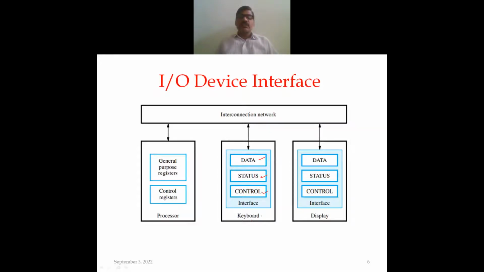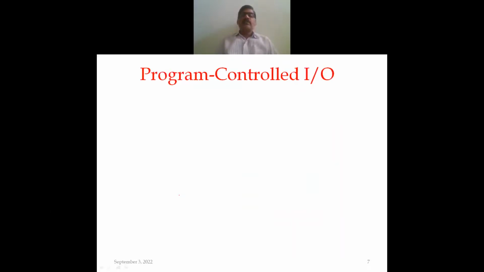For example, the standard input device is the keyboard, and the standard output device is the display, that is, the screen. These are connected through the interconnection network, and the processor will have control registers and general purpose registers. So the second method of IO device accessing is program controlled IO.